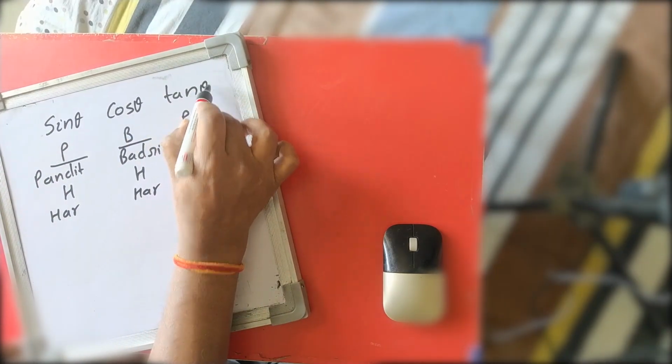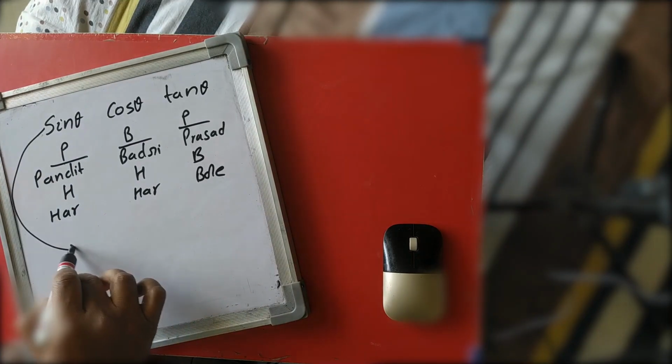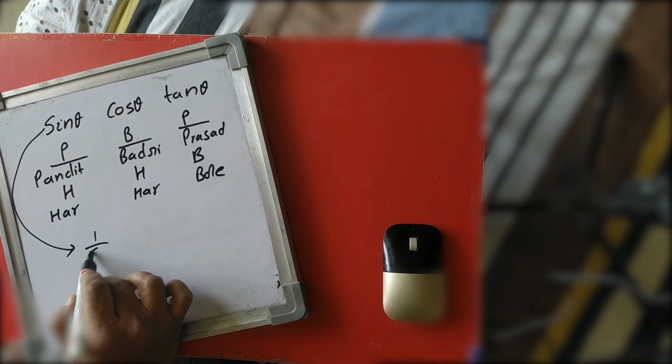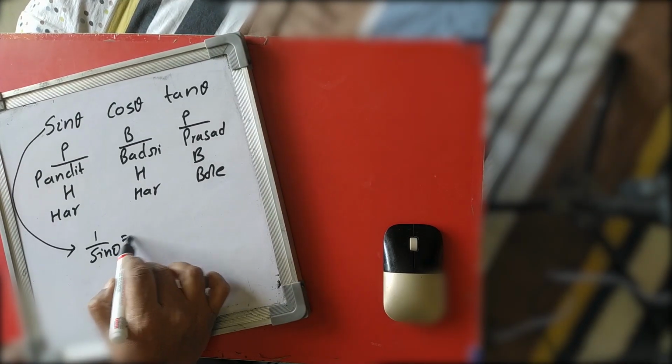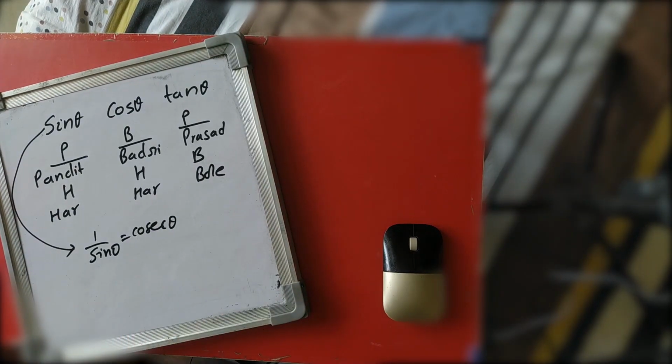But what is important, we should remember sine, cos, tan. Once we know sine, we know that 1 upon sine is cosec. From cos I can get sec, and from tan I can get cot.